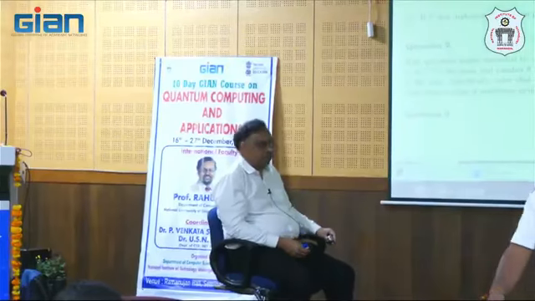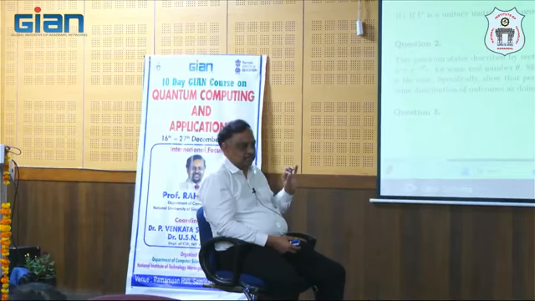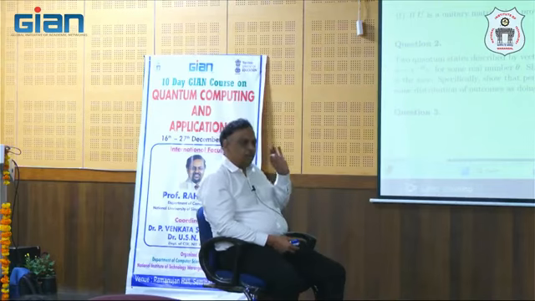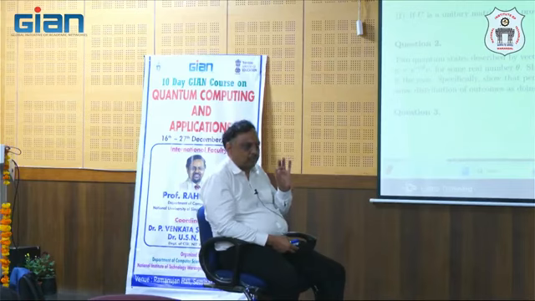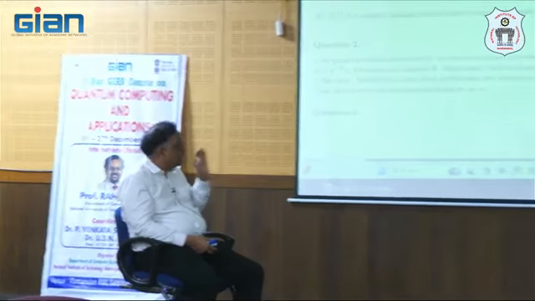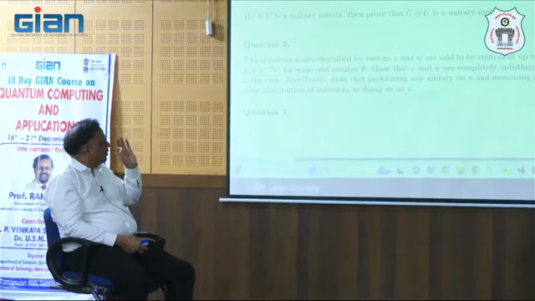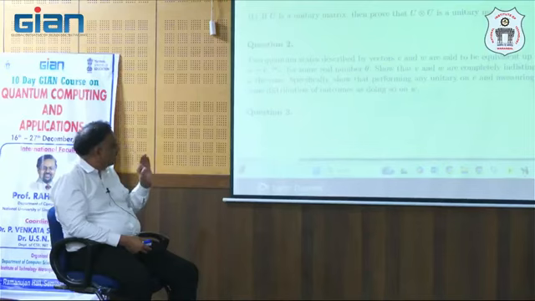Oh, you're just saying you didn't understand the question, right? The question is saying this. Suppose I have two vectors, two quantum states V and W, given by W equals e to the minus i theta V, for some real number theta. Show that V and W are completely indistinguishable when this is the case. That is, show that performing any unitary on V and measuring gives precisely the same distribution of outcomes as doing so on W.